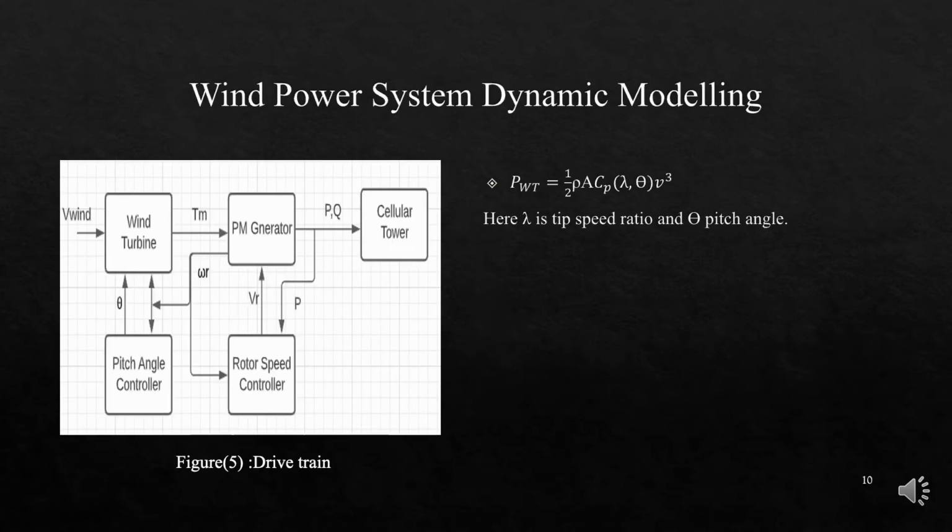Wind turbine power system dynamic modeling. The output power from the wind turbine is given by 1/2 rho A Cp V cubed, where Cp is the maximum power coefficient, and it depends on lambda, the tip speed ratio, and theta, the pitch angle. To get a proper and desired output, we have to control these two parameters. In this figure, we can see pitch angle control and rotor speed control. Rotor speed control is directly connected to the permanent magnet generator to control the tip speed ratio, and pitch angle control is connected with the wind turbine, so we can get a proper and desired output for the cellular tower.